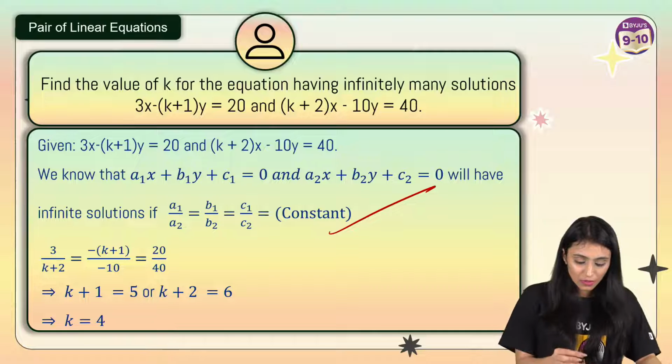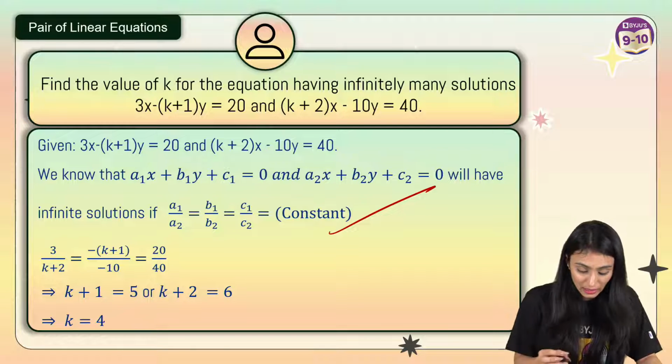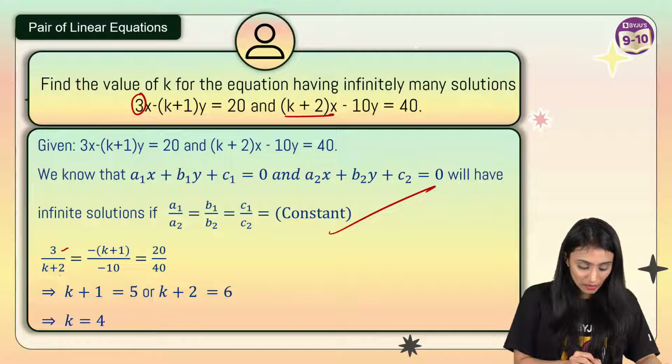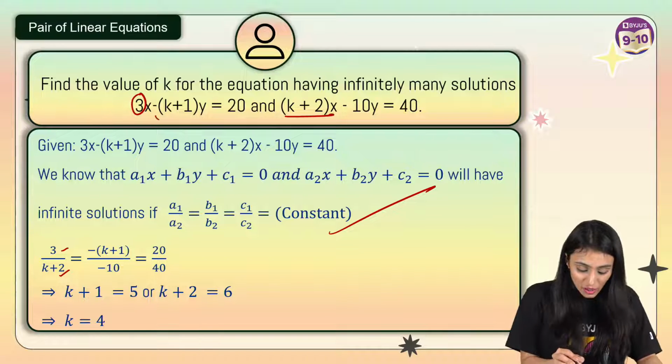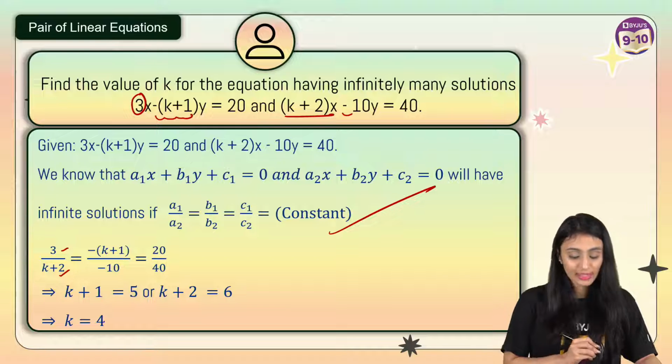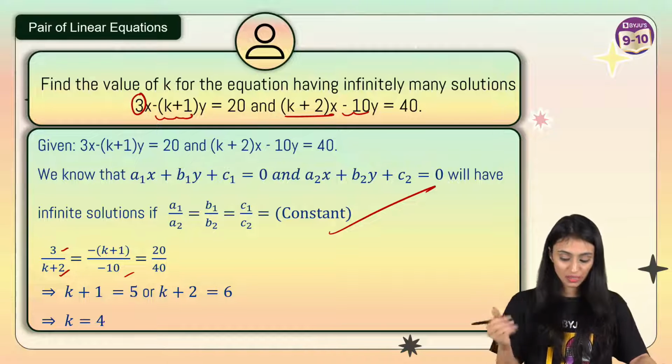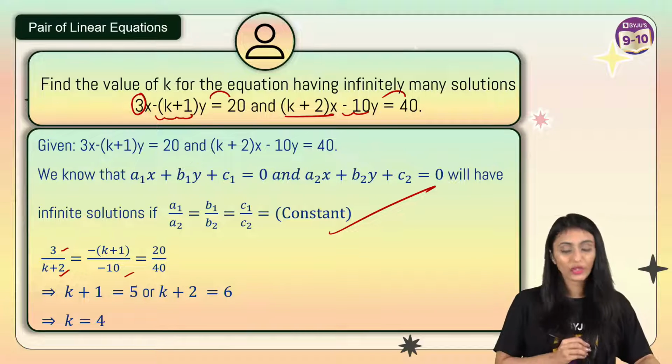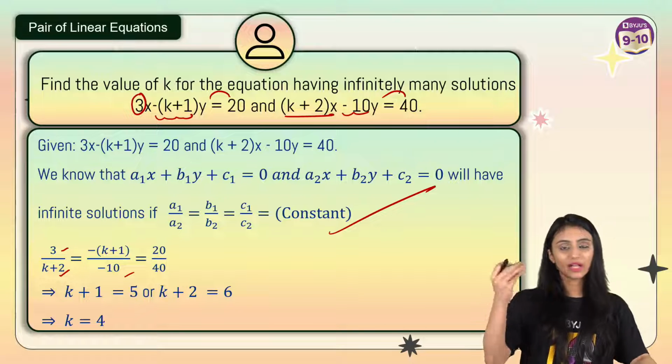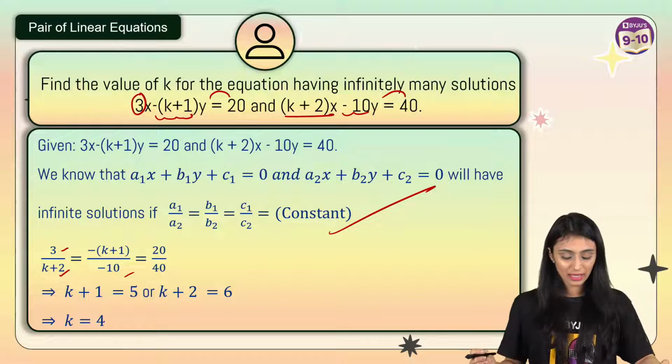Let's put it here. So from here, if I just compare it, here a1 is 3, right? And a2 over here is k plus 2. So a1 by a2. b1 is minus of k plus 1. b2 is minus 10. Let's put it here. And c1 by c2. First, you take it to the other side. They both are going to be negative. Even if they are negative, minus 20 and minus 40, they will cancel out.